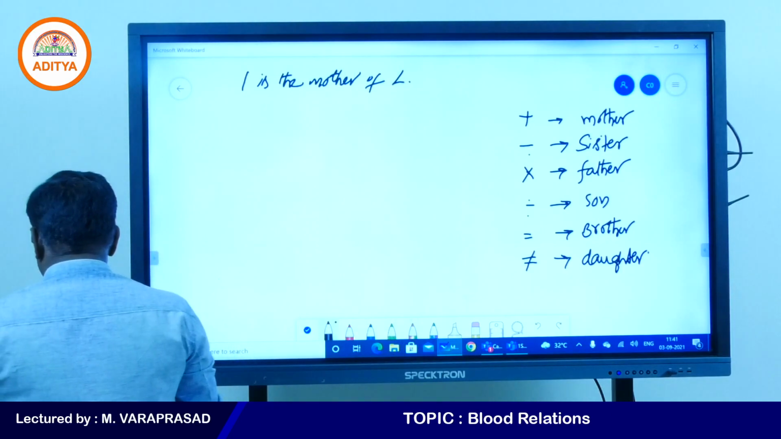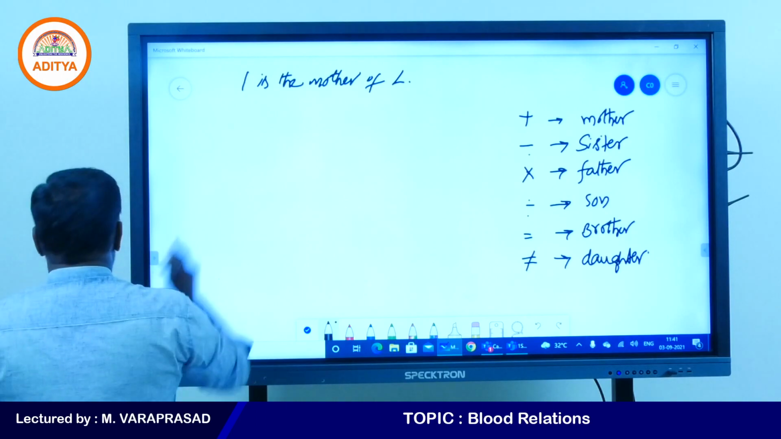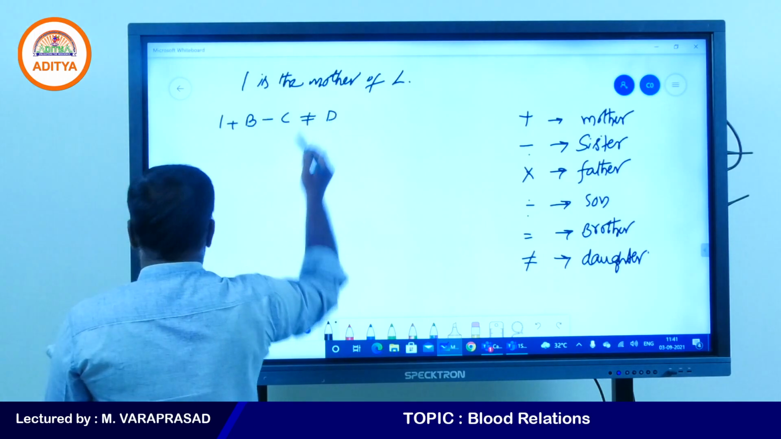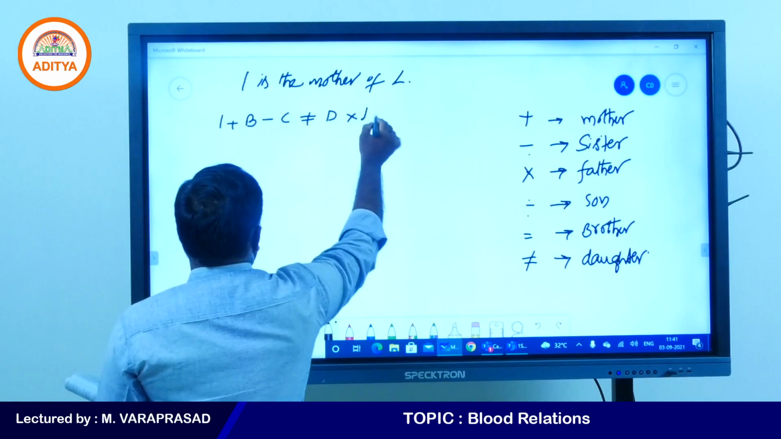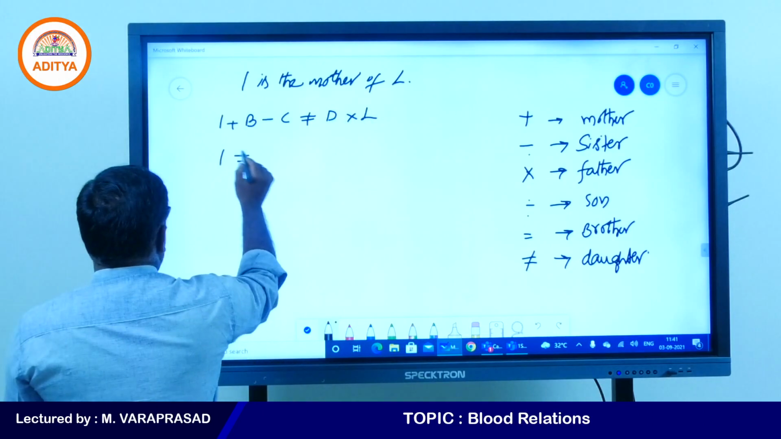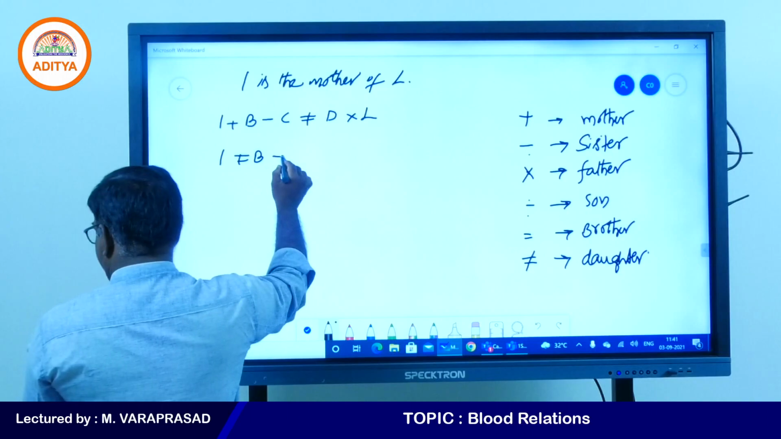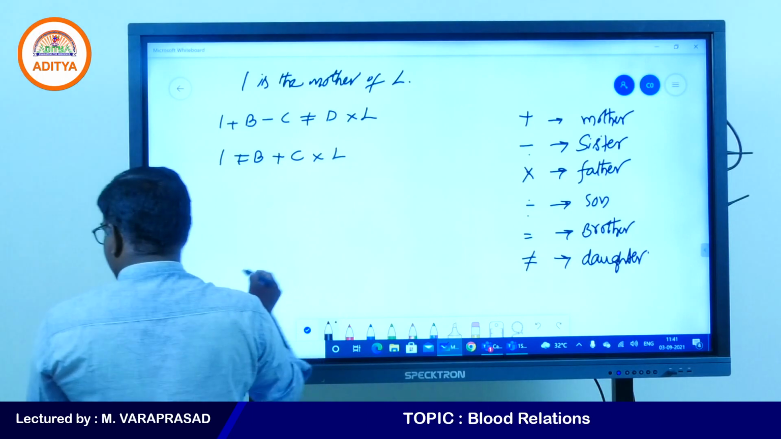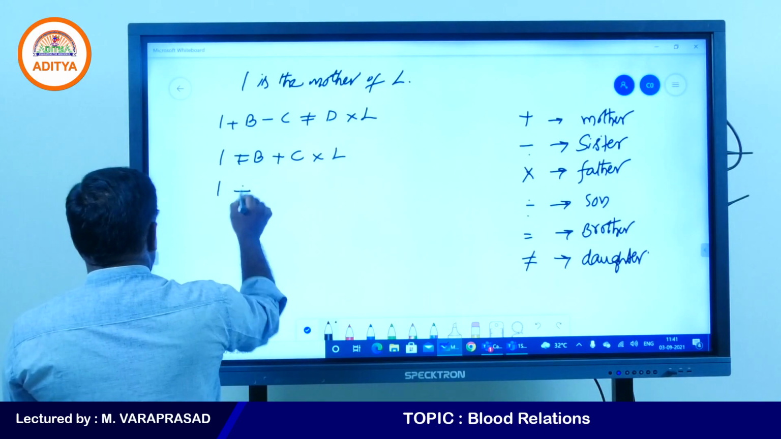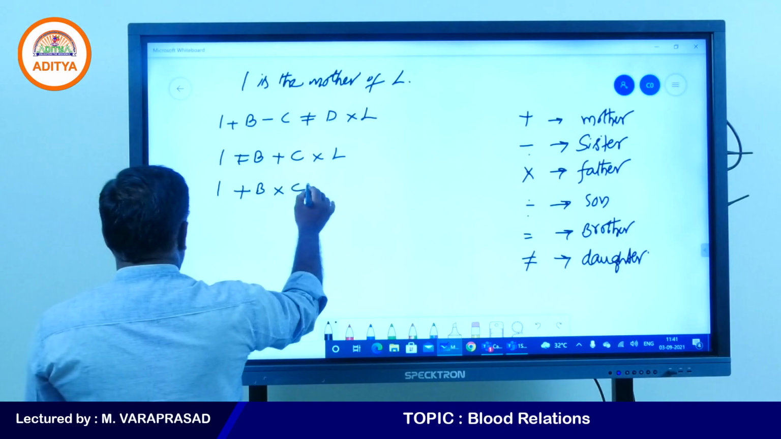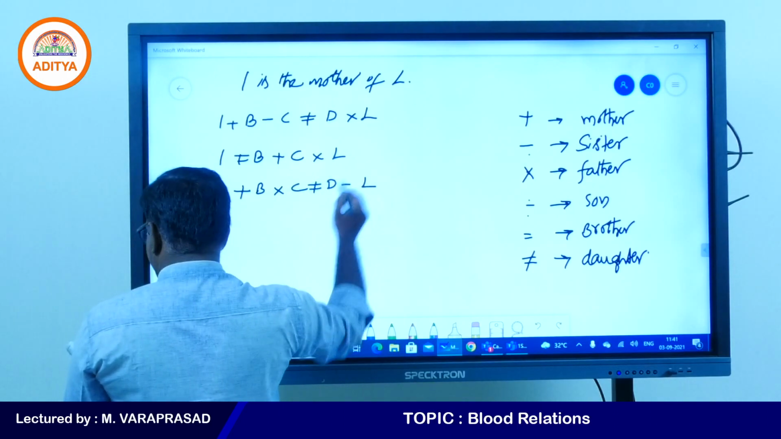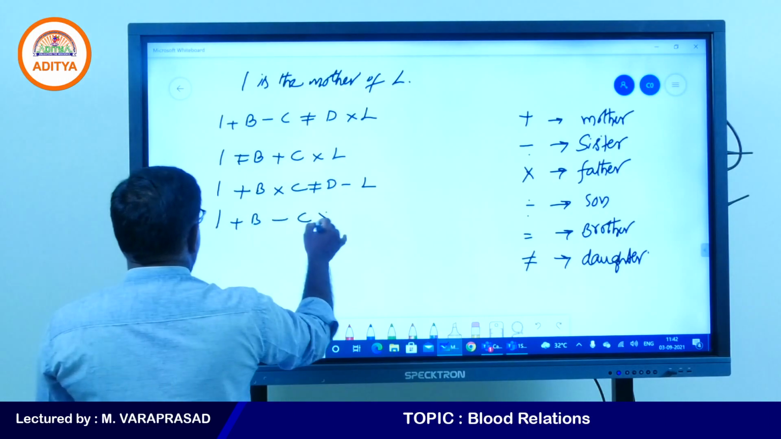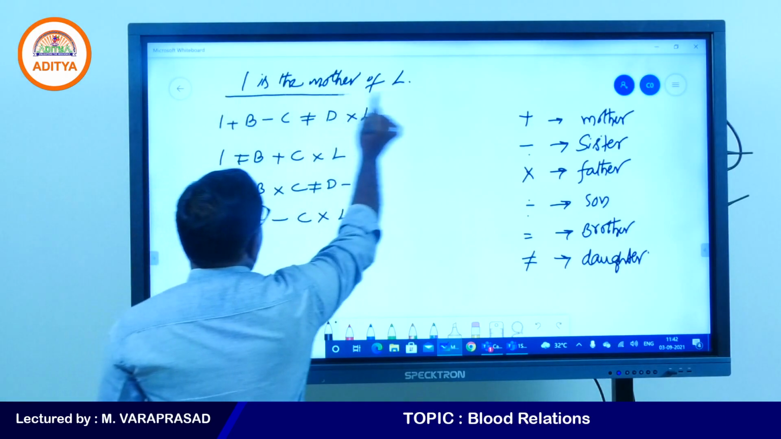So the first option is I plus B minus C equal to D into L, and the second option is I equal to B not equal to B plus C into L, and the third option is I plus B into C not equal to D minus L, and the fourth option is I plus B minus C into L. Which option gives the relation I is the mother of L?